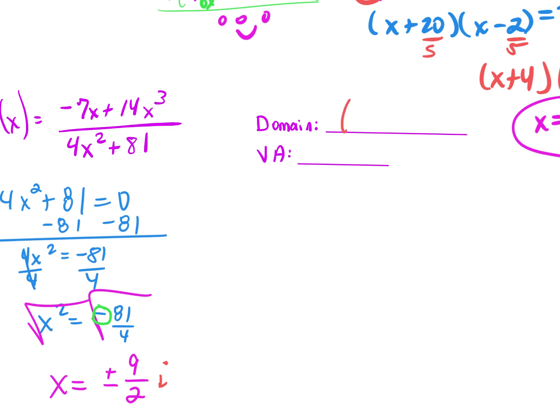All real numbers. Very good. Negative infinity to positive infinity. Why? There's nothing that you could put in for x that would make your denominator 0. If you are asked for domain or vertical asymptotes and you get an imaginary, the imaginary is not your answer. Your domain is anything. You can use whatever you want. So then what would you answer for vertical asymptotes?